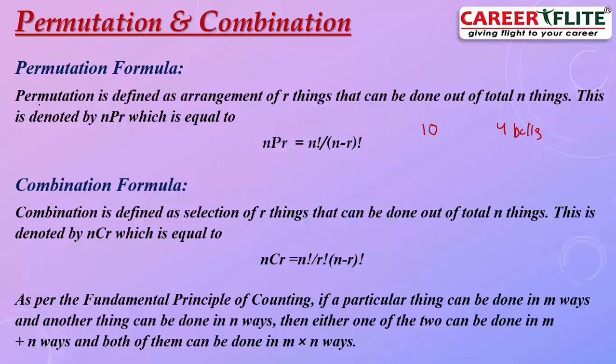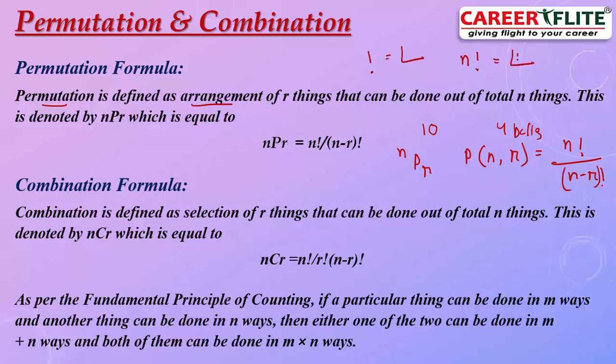Permutation is nothing but the arrangement of r things out of a total of n things, and it is denoted by nPr, or we can also denote this as P(n, r), which is given as n factorial divided by (n minus r) factorial. This factorial can also be written in this format.